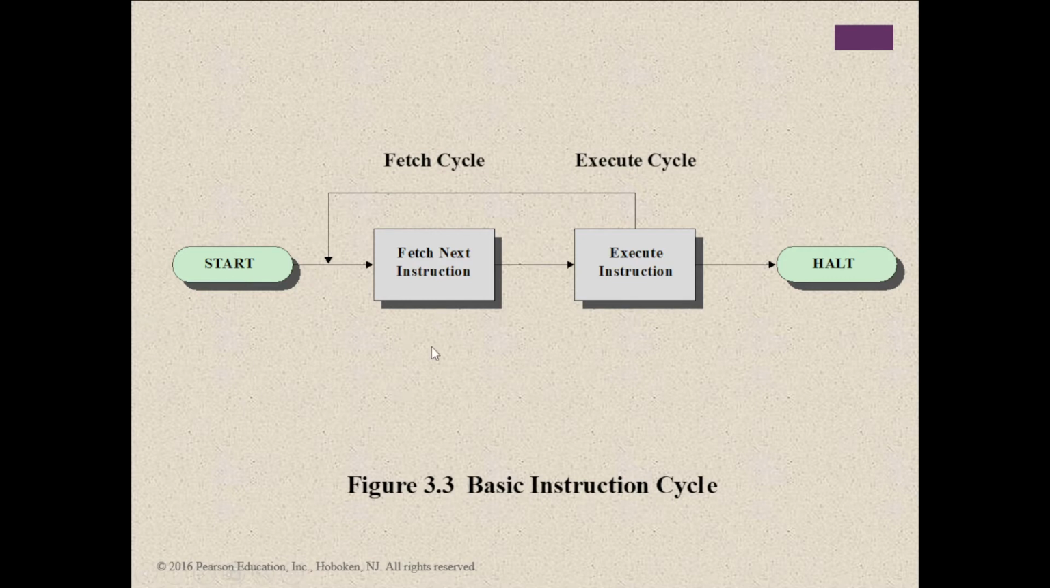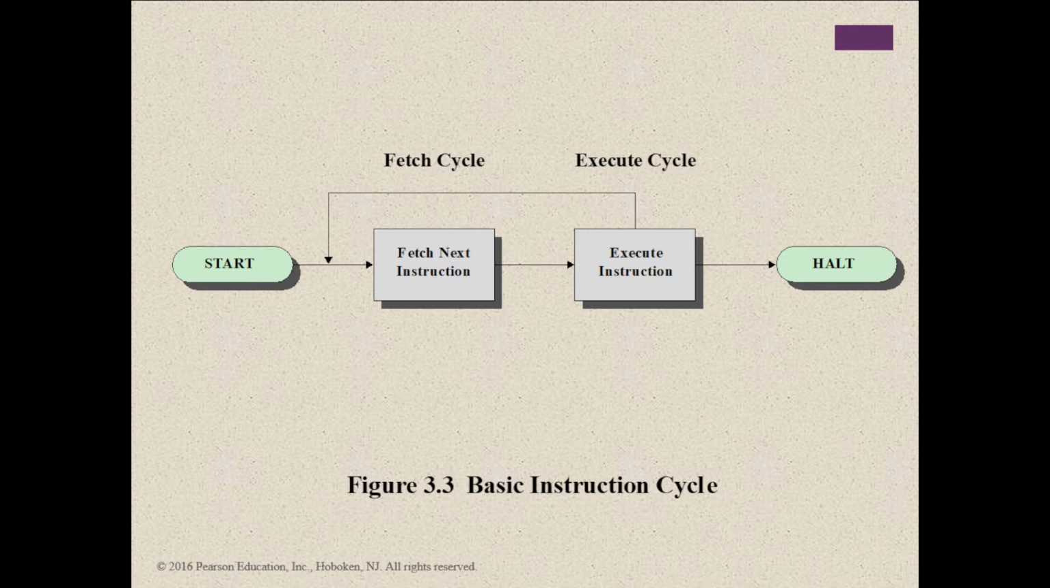To illustrate that, we have this fetch next instruction. Then after fetching the instruction, we need to execute that instruction, and then we have to repeat it until all of the needed instructions are already executed, and then it will come to a halt. The instruction execution may involve several operations and depends on the nature of the instruction, as you can remember in figure 2.4 in the last chapter.